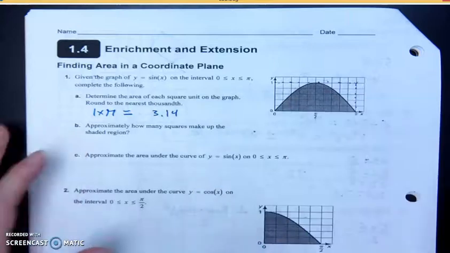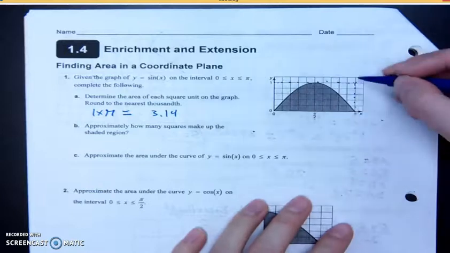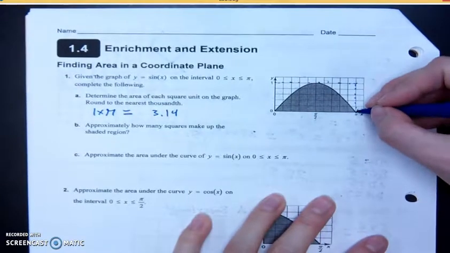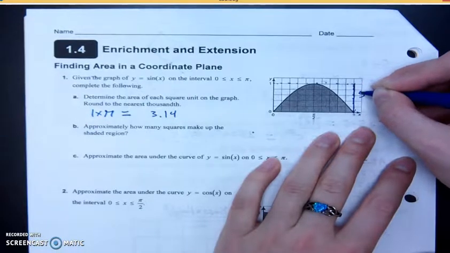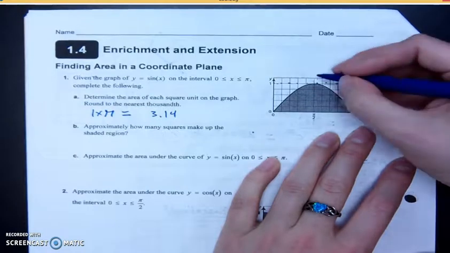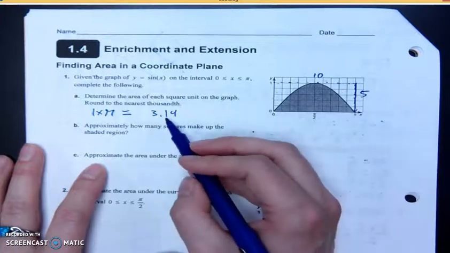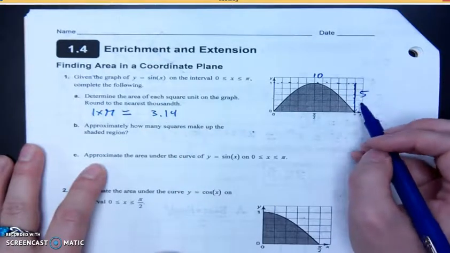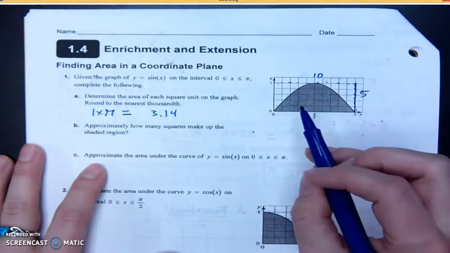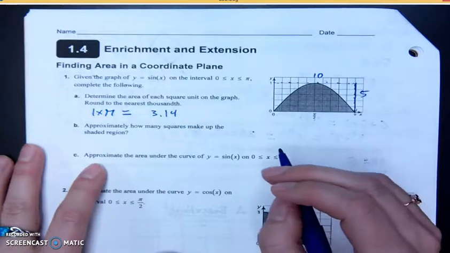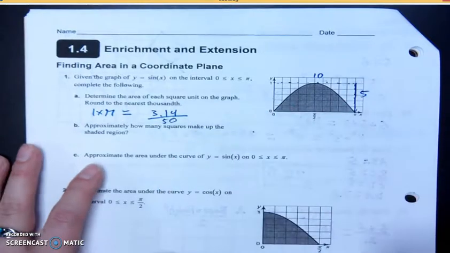Okay, and then we're going to count how many squares are in that area that I just drew. How many squares are up this side? 5 up this side. How many are across the top? 10. So that's about 50 squares. I just found the area of the whole thing is 3.14. So what is one square going to be if there's 50 squares there? Do I multiply or divide or add or subtract? Divide. Okay, so the whole thing is 3.14, and I have to divide it by 50 to find out what one square is.